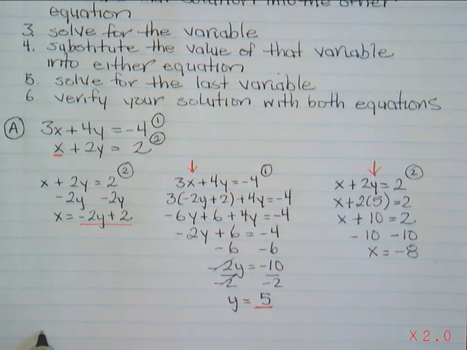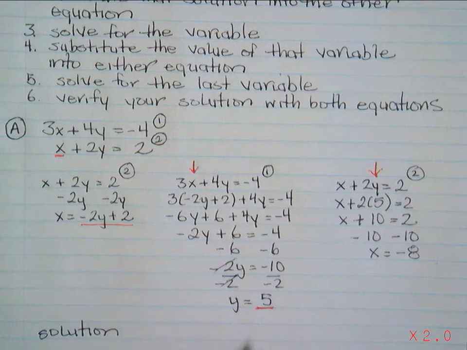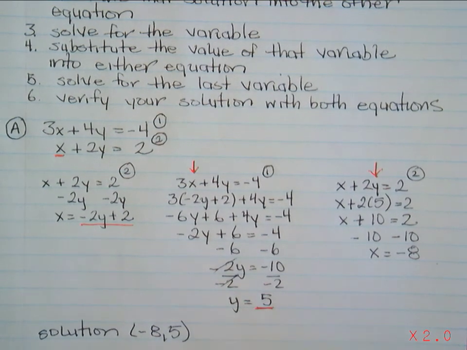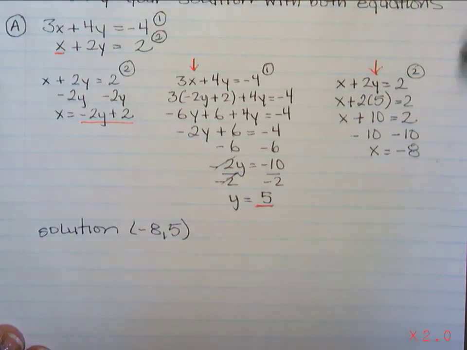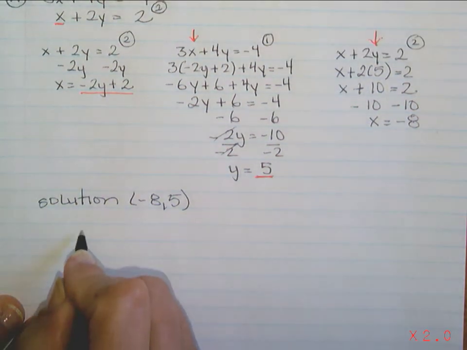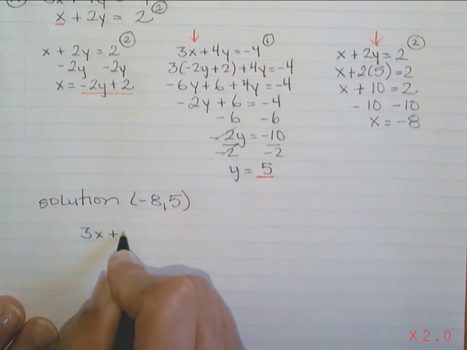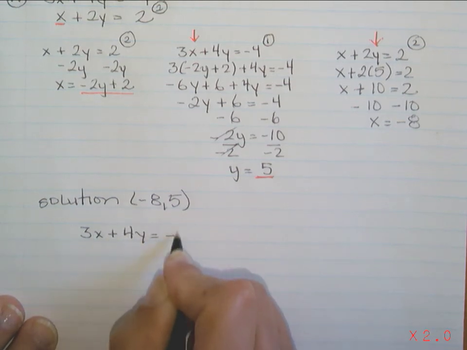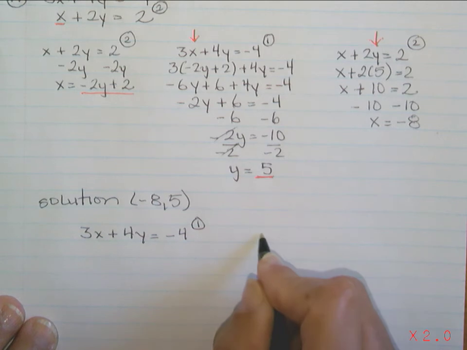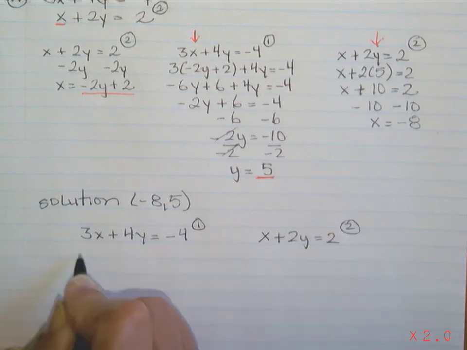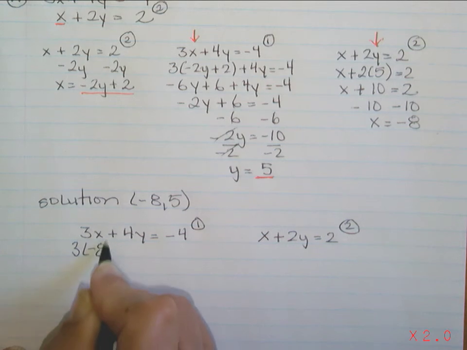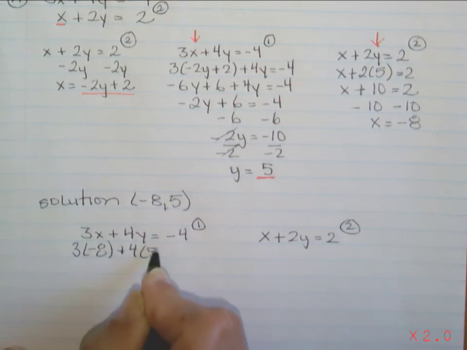And I believe my solution is negative 8 and 5. But I am not positive. So I have to do a verification just like you did for graphing. So we're going to choose both equations, number 1 and number 2. And you're really good at this now. So you substitute negative 8 for x and 5 for y.